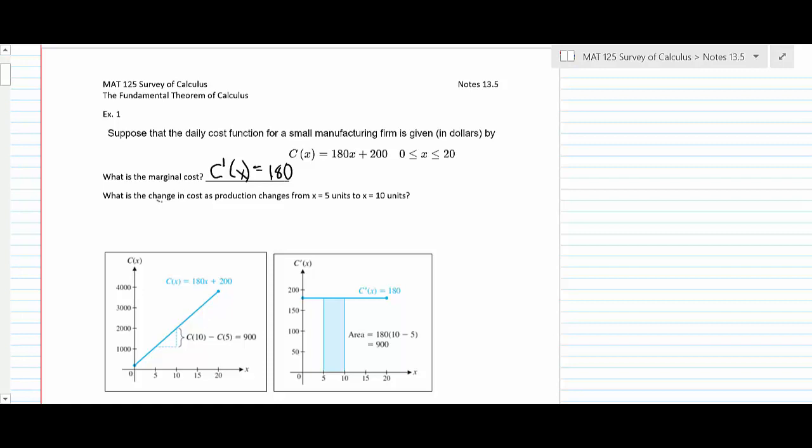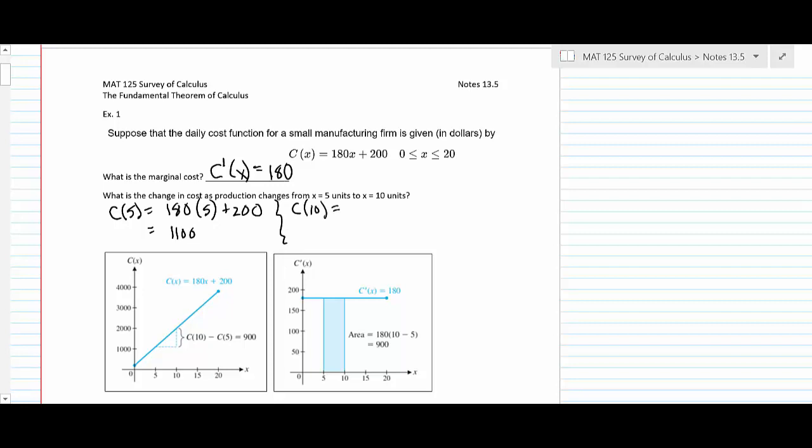Now the next question is, what is the change in cost as the production goes from 5 to 10? Well, what you're going to do first of all is C of 5. Okay, so you want to just plug that 5 into the function. So that's 180 times 5 plus 200. Okay, so let's go ahead and get that worked out. So 180 times 5 and then plus 200. I'm just going to do it on the calculator. That's giving 1100. Okay, then I'm going to go ahead and do the same thing with C of 10.